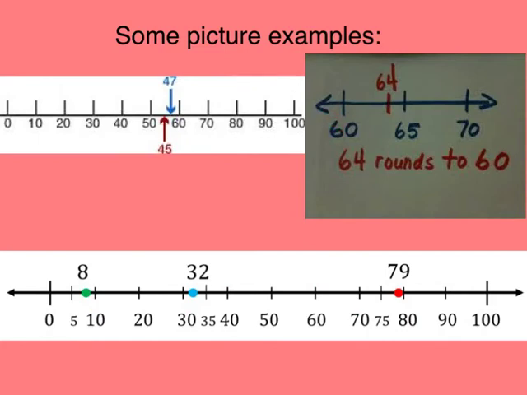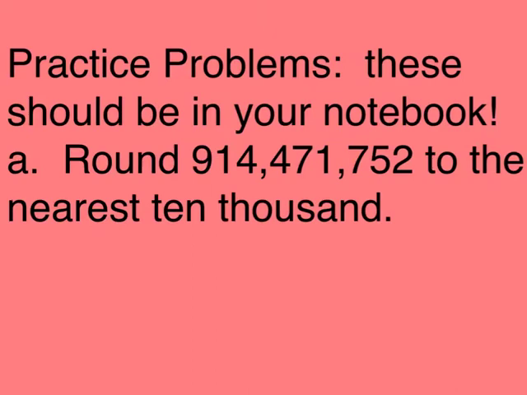Okay, on to the practice problems. Again, you should be taking notes in your math interactive notebook, and this is one of the things I'm going to be checking to see if you've done. It says round 914,471,752 to the nearest 10,000. Alright, well, we first have to find out what number is in the 10,000 place.